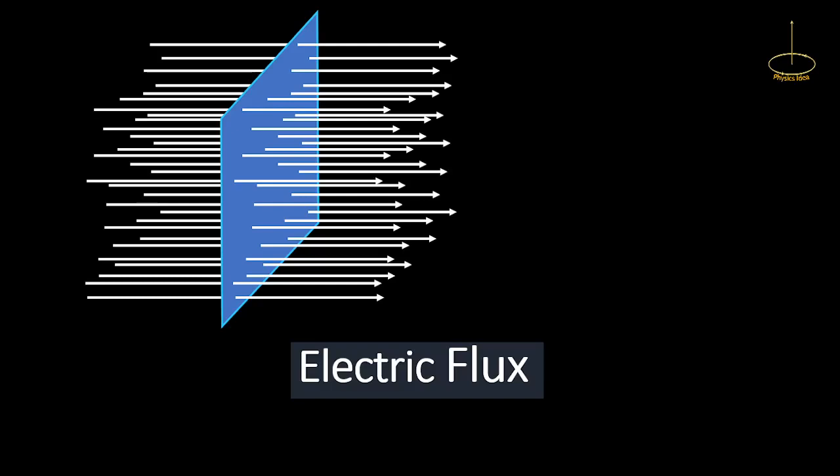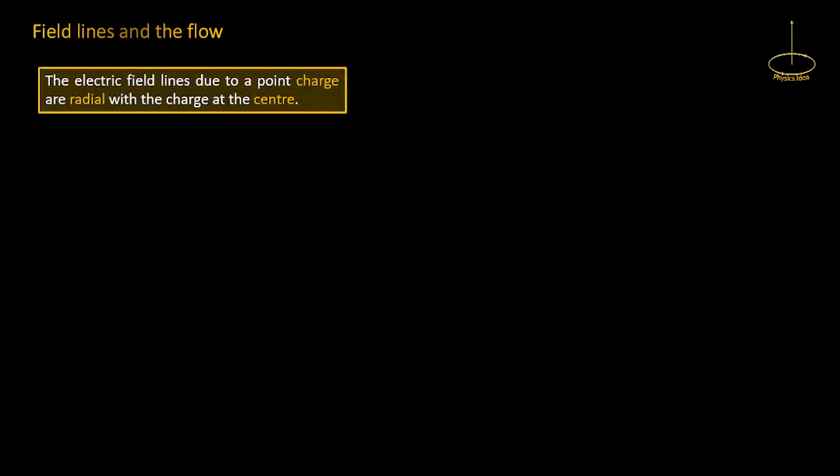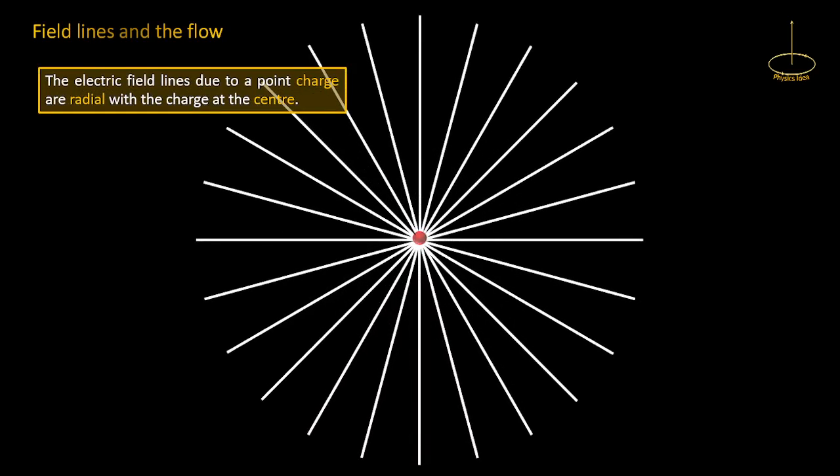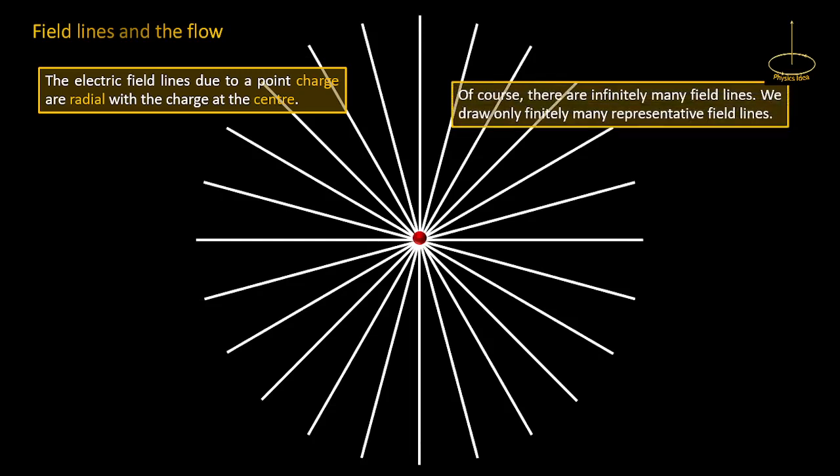Hello all. Electric flux, field lines and the flow. The electric field lines due to a point charge are radial with the charge at the center. Of course, there are infinitely many field lines. We draw only finitely many representative field lines.